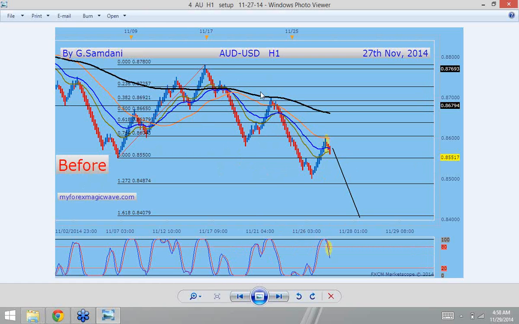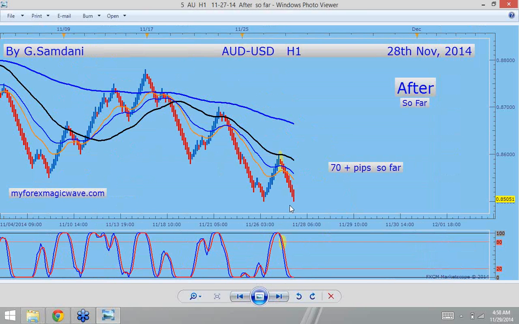So what happened in this trade? AUD-USD H1, and so far we went down 70 pips from there. Out of that drop, that little drop, 70 pips. Even after here, you can take 25, 30, 35 pips out of this. So, no big deal. This is what happened on AUD-USD. There are too many pairs, too many setups, but I just want to show you a few.